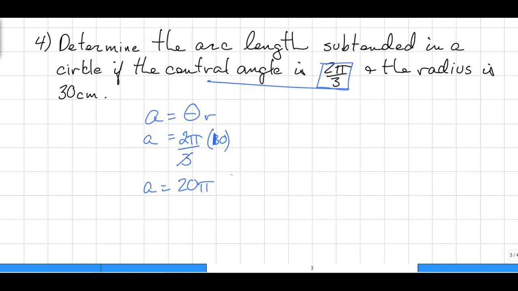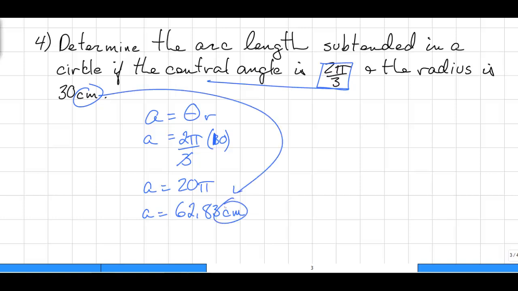And if we want to write that in, let's say, 2 decimal places, 20 times pi is 62.83 to 2 decimal places, and that would be in centimeters, because our radius is in centimeters, so our arc length will be in the same unit.